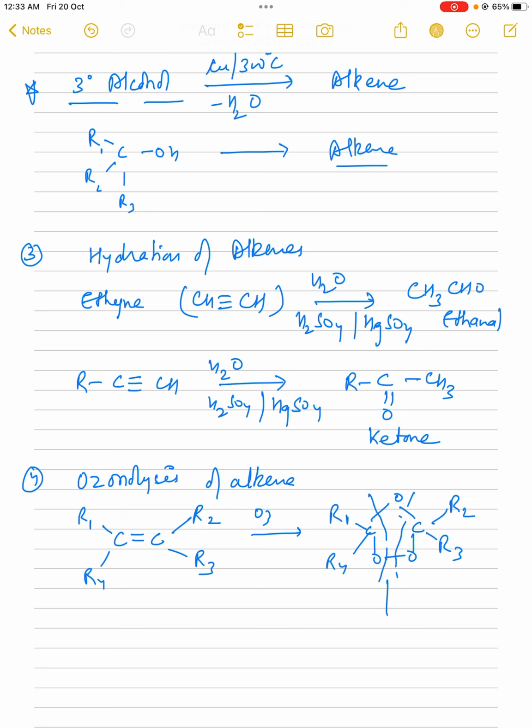In presence of zinc and water, we will end up with this one, R1 C double bond O R4 plus C double bond O R2 R3 plus ZnO. So this is the fourth method. By ozonolysis of alkene, we will end up with the aldehyde and ketone.